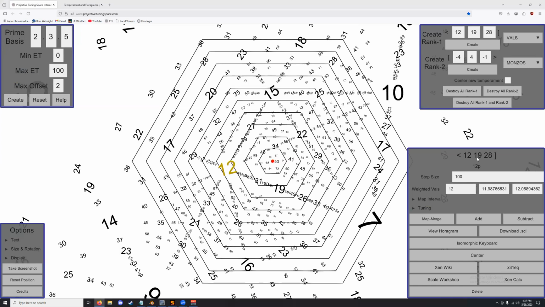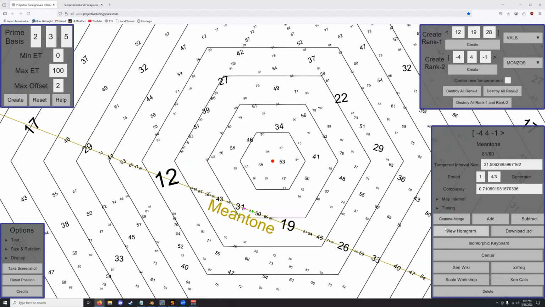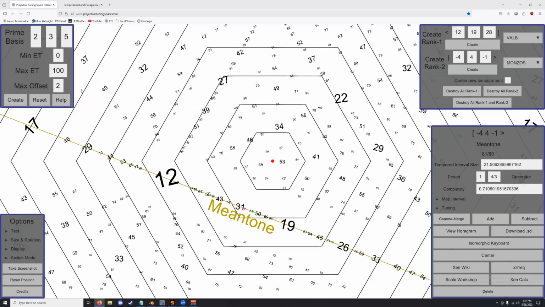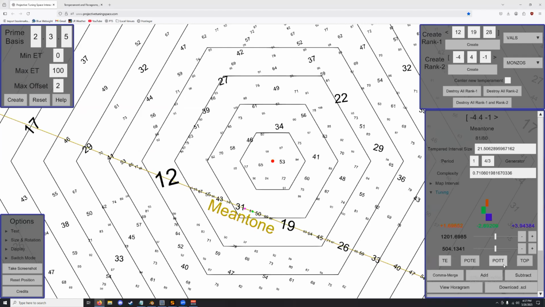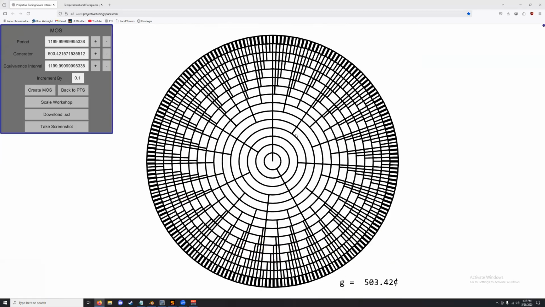Is there a way you can look at the MOS scale at any particular point without going into the Lumatone editor? There's a horogram here. So I pulled mean tone back up. So I click this. So here it is. It gives you TOP by default, yeah, it gives you whatever you have selected here. So you can do pure octave or whatever. Oops, wrong button. Right there.